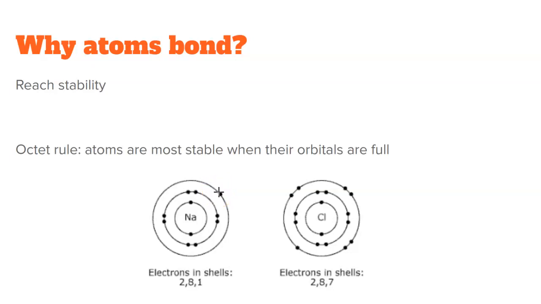Okay. Let's look at another example, chlorine. So chlorine right now, the first orbital is full. It has 2 electrons. The second orbital is also full. It has 8 electrons. The third orbital right here is not full. It only has 2, 4, 6, 7. So it's not full. In order to be full, it needs to have 8. That's why it's called the octet rule.